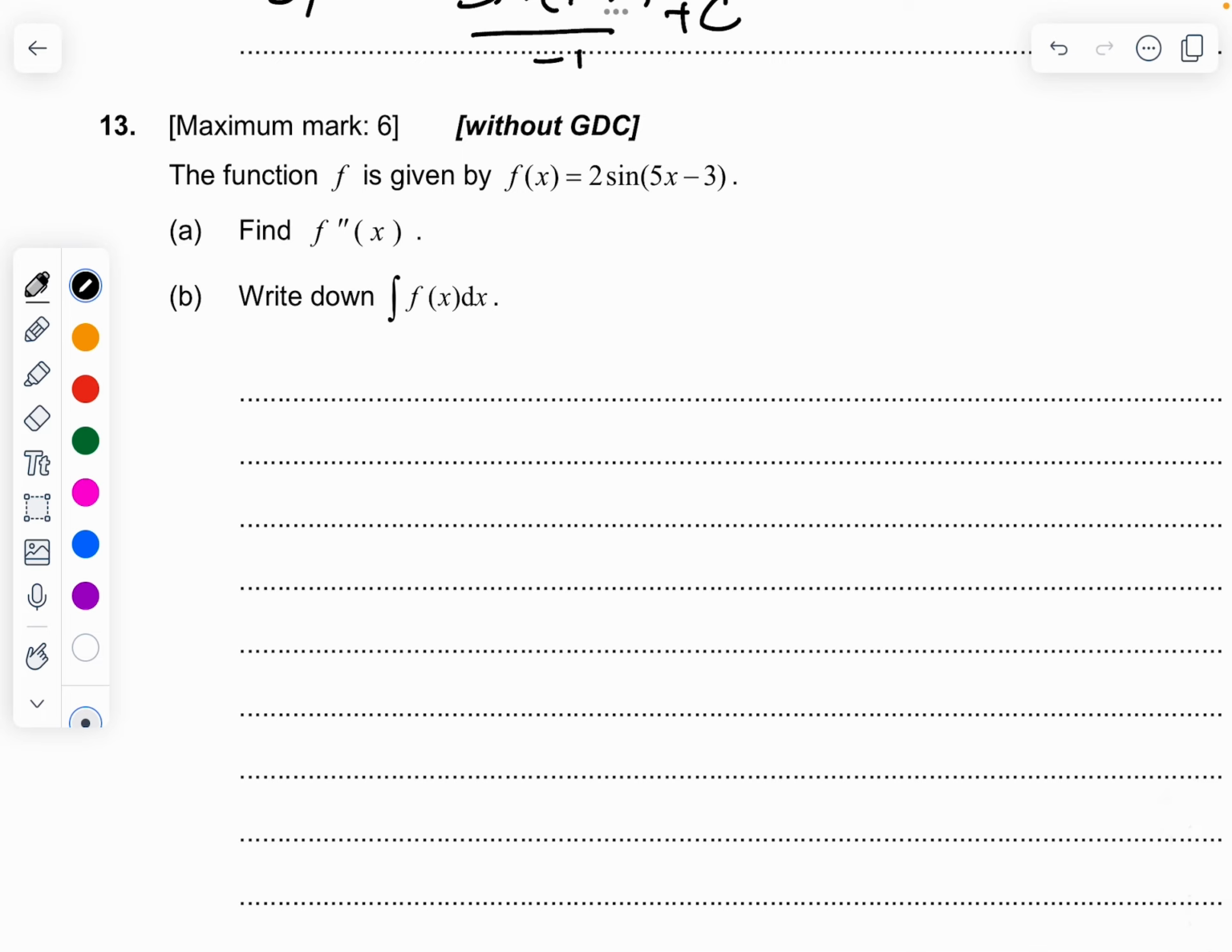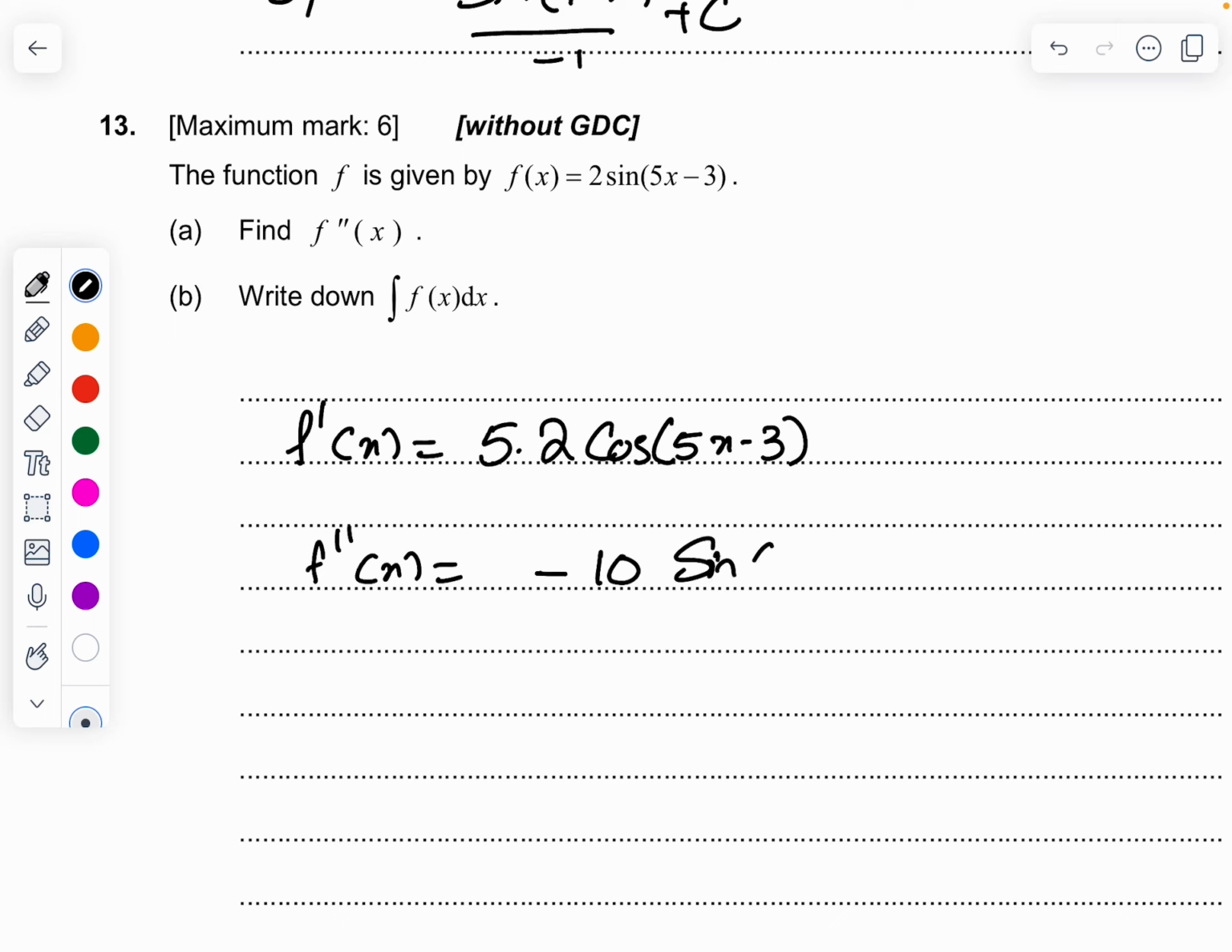F of x is given. What is f double prime x? So first of all, I have to find f prime x, which is 2 cosine 5x minus 3 times 5. So f double prime x will become 10 minus 10 sine 5x minus 3 times 5. So it becomes negative 50 sine of 5x minus 3.